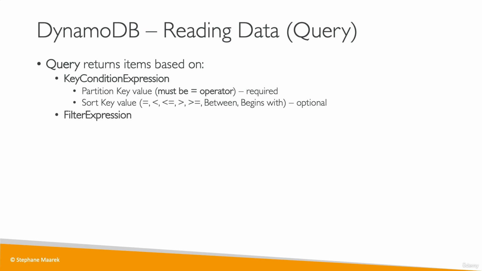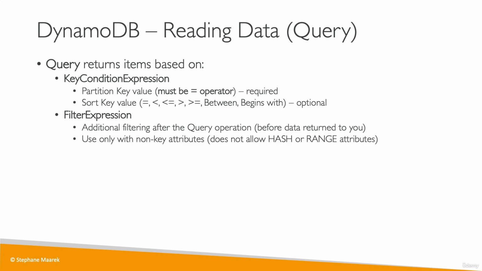Then you can specify a filter expression. And this is to add additional filtering after the query operation has been done, but before the data is returned to you. And this is to use with non-key attributes. So you cannot use a filter expression with hash or range attributes.